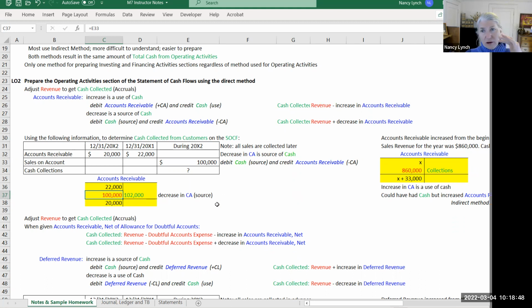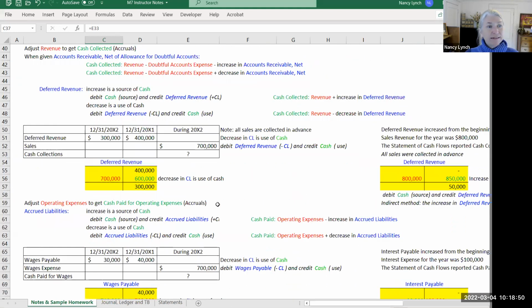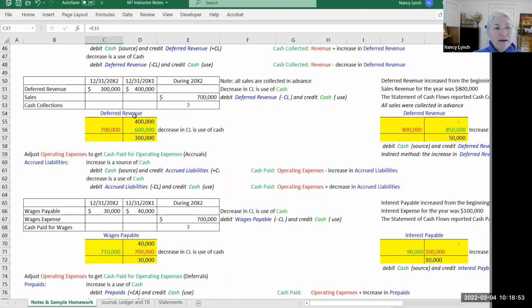Deferred revenue, if you are a company where you collect in advance, let's take a look at this. It's kind of the same idea. Deferred revenue, though, is a liability. So in this example, if our deferred revenue did not change, then these would be the same. The amount of revenue earned would be the same as the cash collected. In this case, you notice that it's going down. To get deferred revenues to go down, that would be a debit to deferred revenues. I look at the other side as a credit. That would be a use of cash.